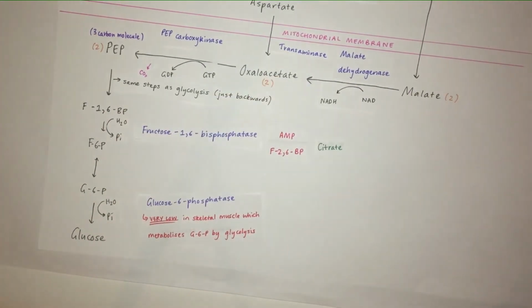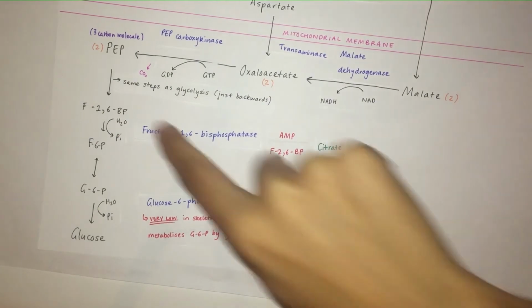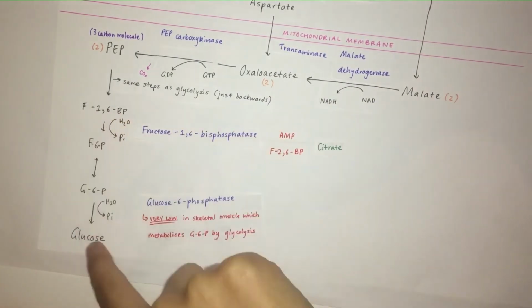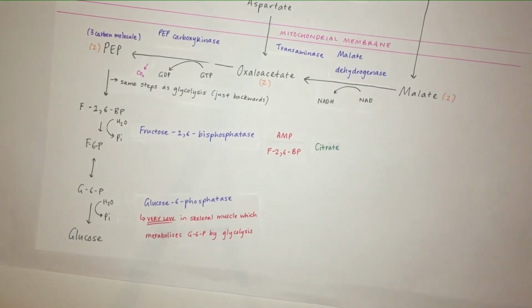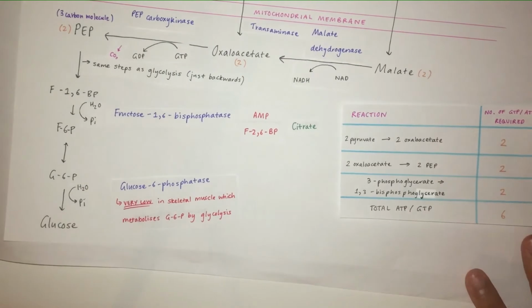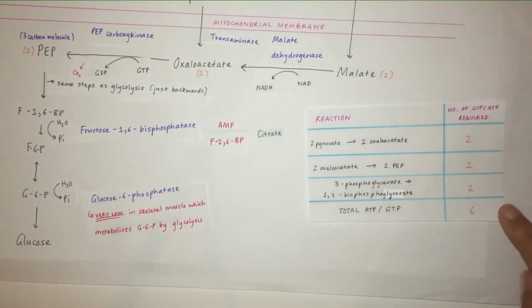So you can clearly see that the irreversible steps are the ones that change in gluconeogenesis. Now let's quickly go through the number of ATP that we require for gluconeogenesis. So ultimately we require 6.